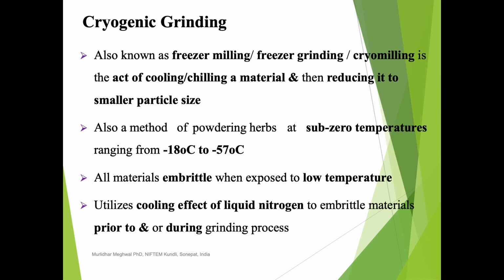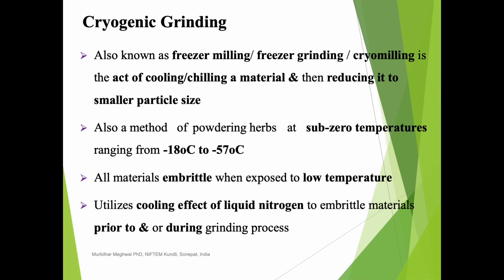Now let us talk about cryogenic grinding. We also call it freezer milling, freezer grinding or cryo milling. It is the act of cooling or chilling a material so that it becomes brittle and then reducing it to smaller particles by grinding operation. It is also a method of powdering herbs at sub-zero temperature ranging from minus 18 to minus 57 degrees Celsius.